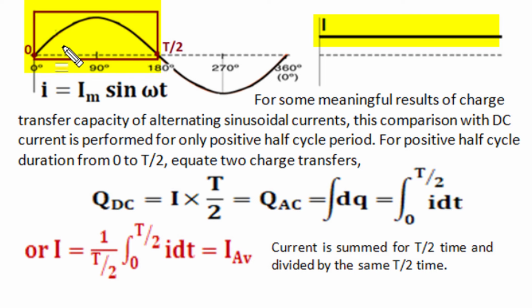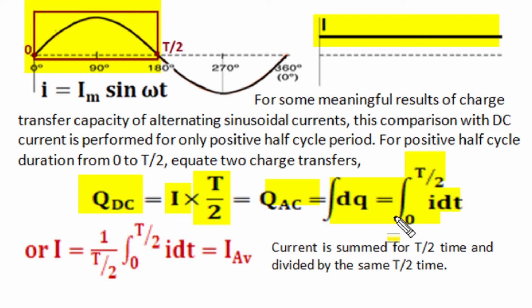And for this comparison we have taken the time interval of half of the time period, and steady DC current when multiplied with time period will produce the charge transfer by DC current. And in the same time interval from 0 to T by 2 of the positive half cycle, the instantaneous current when integrated with time gives us elemental charge transfer, and the integrated result gives us total charge transfer in the positive half cycle. And we have equated charge transfer by DC and charge transfer by AC for the positive half cycle time period to find out the equivalent charge transfer capacity of alternating current in terms of DC current.